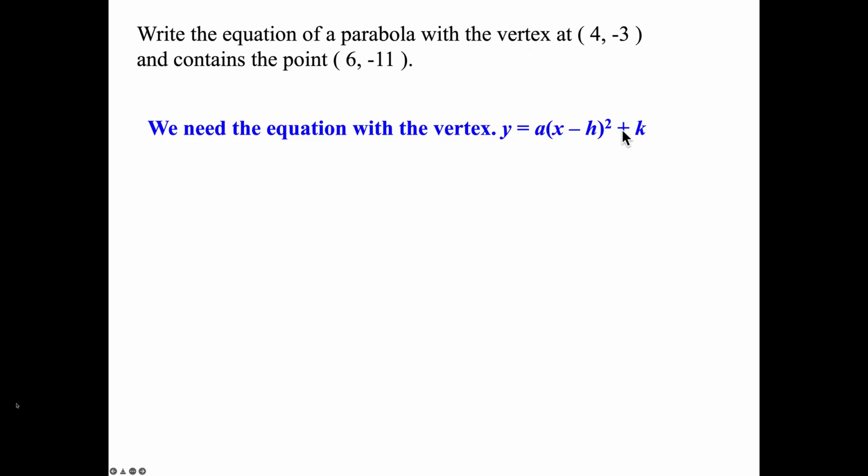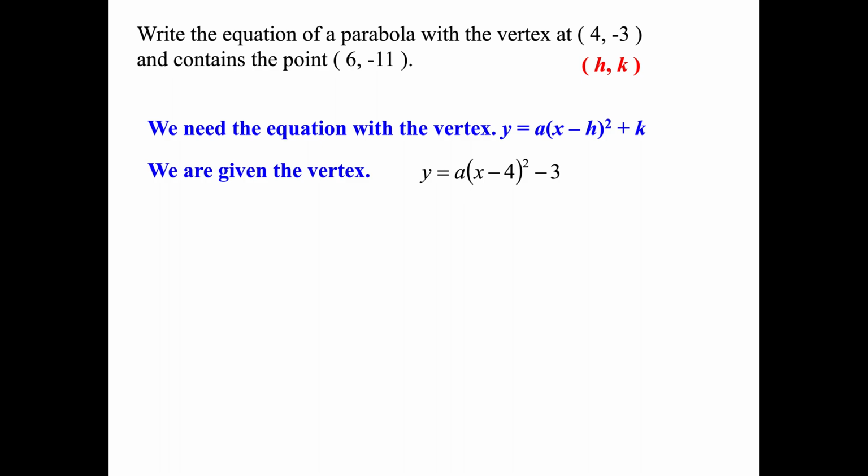Okay, writing an equation given information points. There are two types of questions we're going to look at. First one: write the equation of a parabola with the vertex at (4, -3) and contains the point (6, -11). Well, if they say vertex right away, then I want the vertex equation to write the equation of this parabola. So if this is my h and k, 4 and -3, I'm putting them in. So it's (x - 4) quantity squared, with a -3. All I have to do is find the a value.